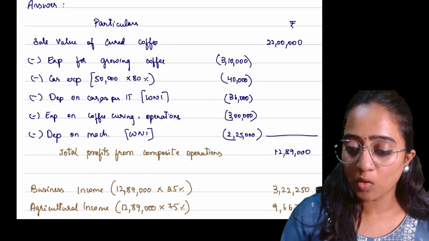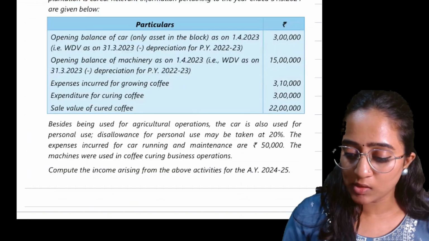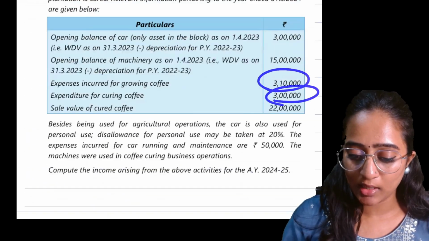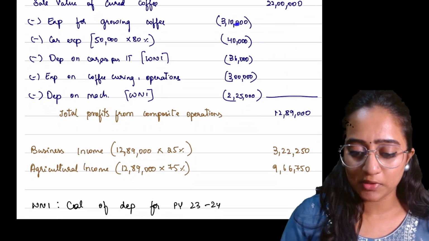See, the sale value of the cured coffee given in the question is 22 lakh. Now, expenses are already given in the question, 3 lakh 10,000 and 3 lakh for that matter. The sale value is given in the question.